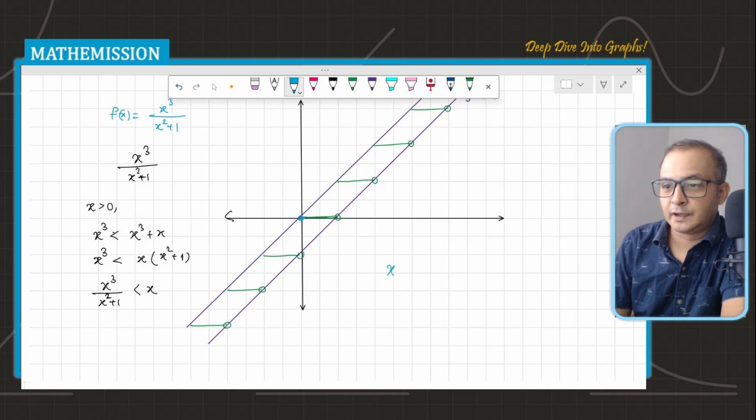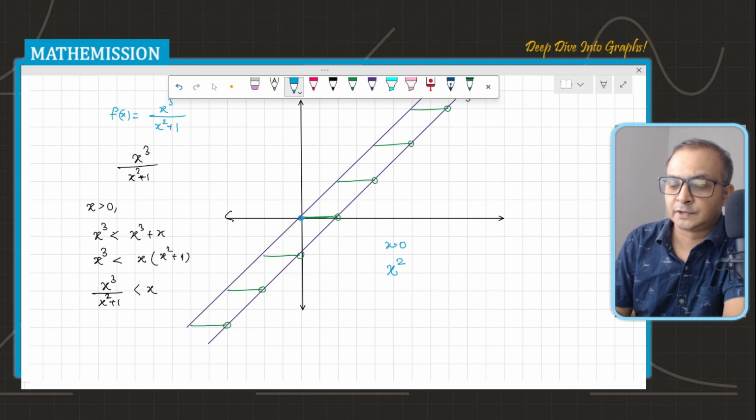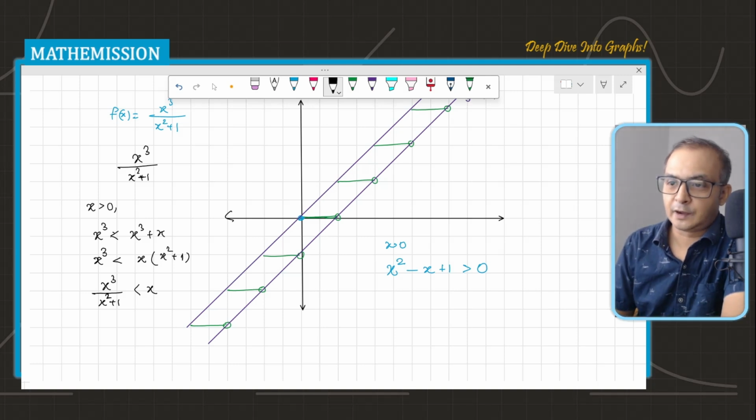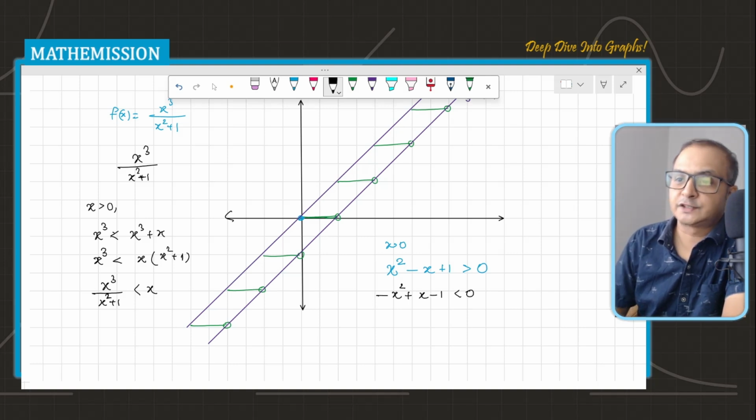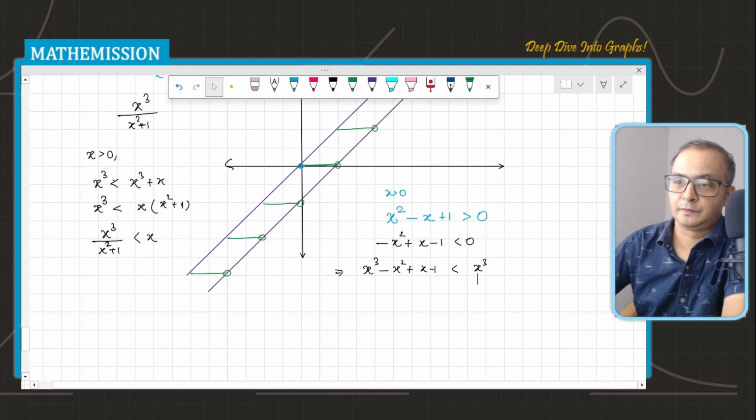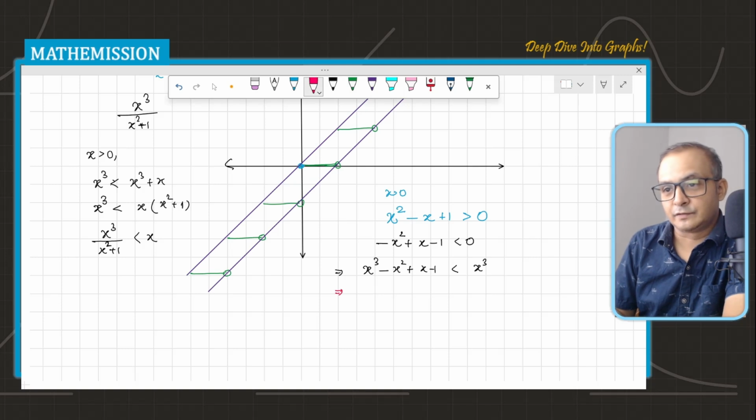So let's think this way. For x greater than 0, suppose I'm thinking that x squared minus x plus 1 will always be positive. How am I thinking this? Because the discriminant of this quantity is lesser than 0, so this whole quantity will lie above the x-axis as a quadratic, and so it will always be positive. Now if I multiply by a minus sign, the inequality gets reversed. So this time negative x squared plus x minus 1 is lesser than 0. Now I'm adding x cubed to both sides. And so I'm getting something interesting. From the first two terms, I can take x squared common, so I'll get x minus 1.